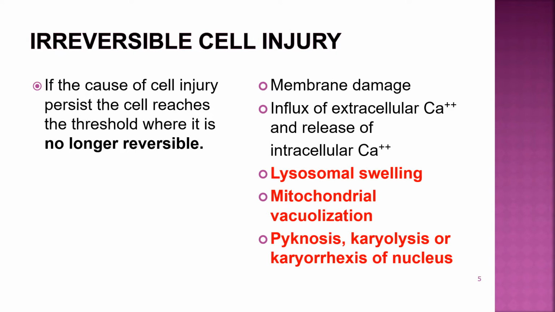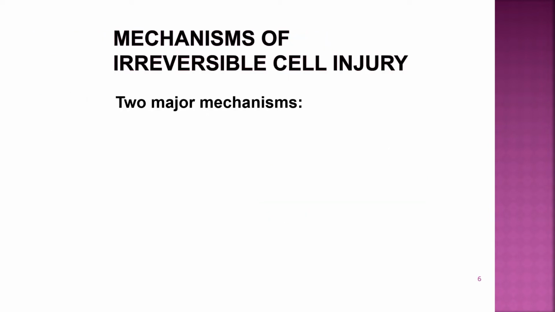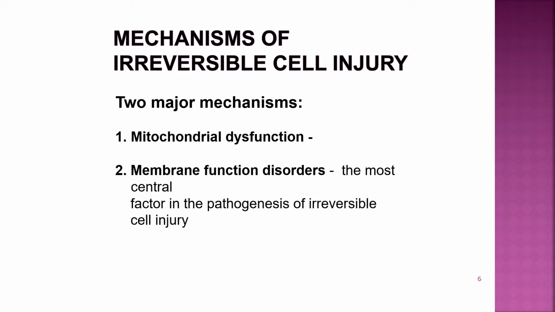Irreversible cell injury occurs if the cause of the cell injury persists and the cell reaches the threshold where it is no longer reversible. So the features that we see are membrane damage, influx of extracellular calcium and the release of intracellular calcium, lysosomal swelling, mitochondrial vacuolization, and pycnosis, karyolysis or karyorexis of the nucleus. There are two major mechanisms involved in irreversible cell injury. The first one is mitochondrial dysfunction, and the second one is membrane function disorders. Membrane function disorders is the most central factor in the pathogenesis of irreversible cell injury.